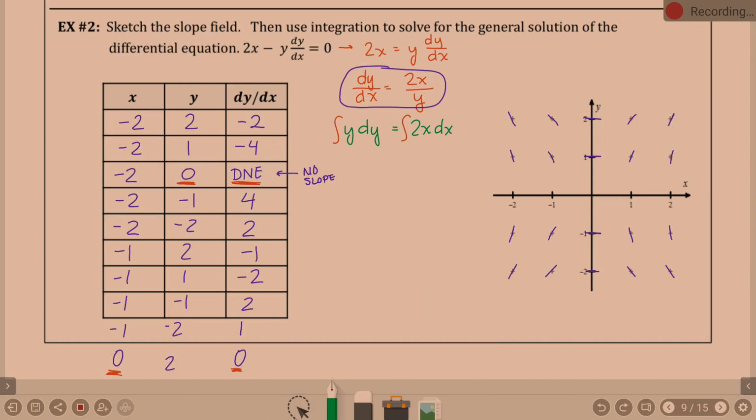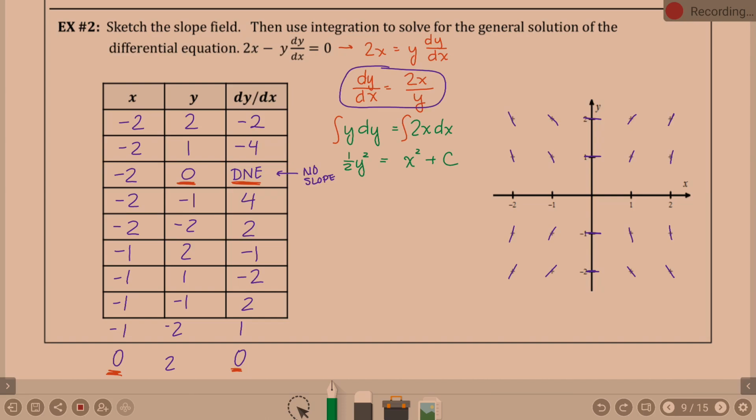the integral of y is going to be: add 1 to the power, divide by the new power. So 1/2 y squared. What's the integral of 2x? x squared. Add 1 to the power, divide by the new power, the 2 cancels, right? And then officially you need to say plus c.